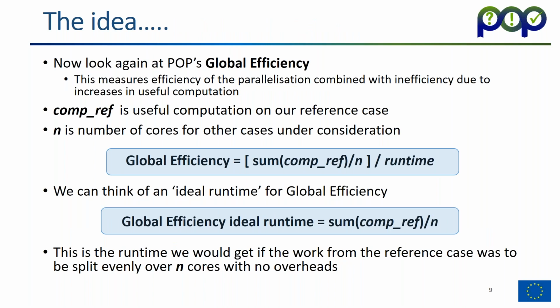And similarly, global efficiency is the sum of the useful computation for our reference case, divided by the number of cores for all the other cases under consideration, divided by the runtime. So we can think of the sum of the reference computation divided by n as an ideal runtime. It's the runtime we would get if all the useful work from the reference case is split evenly over n cores with no overheads.